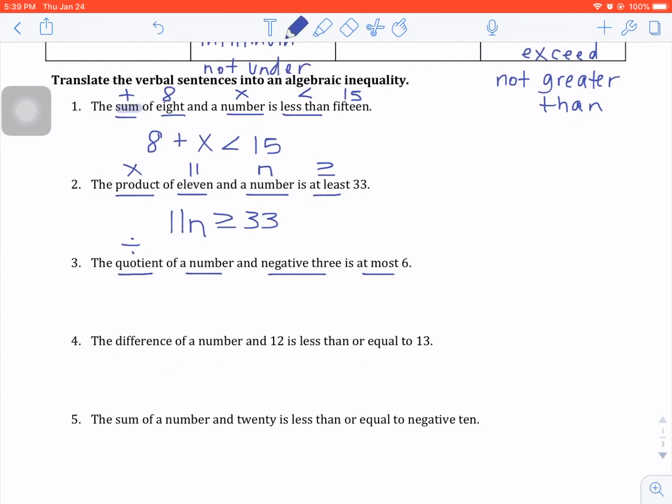Of a number. So let's see, this time I'm going to use y as my variable. And -3 is at most 6. That means it can be 6 or it can be less than 6. It cannot be any more than 6. So we are going to use the less than or equal to sign.